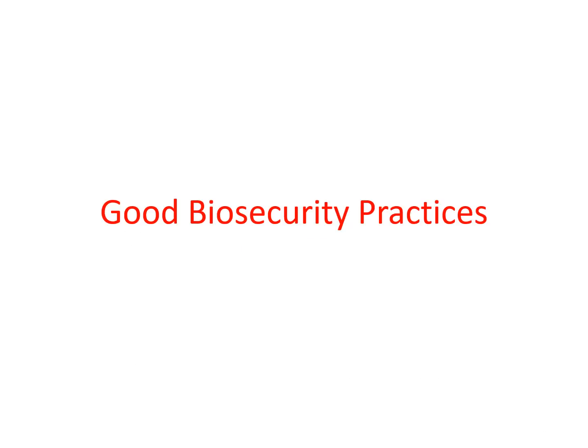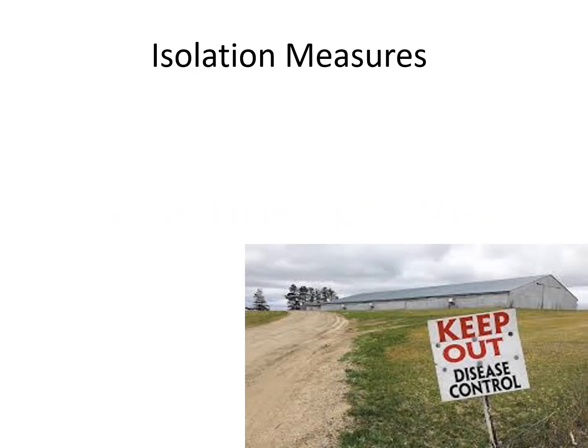Good biosecurity practices. Isolation measures. Keep out, disease control. You can see the signboard over here, and behind this signboard there is a poultry farm, and on the way to the farm they have displayed a board on which they have written that keep out, it's a disease control or the biosecurity concern, you cannot enter this way.